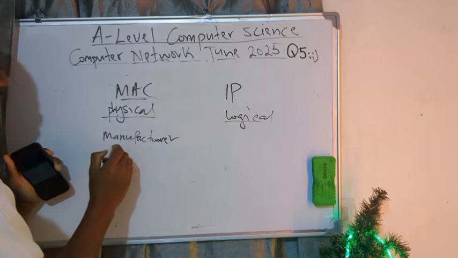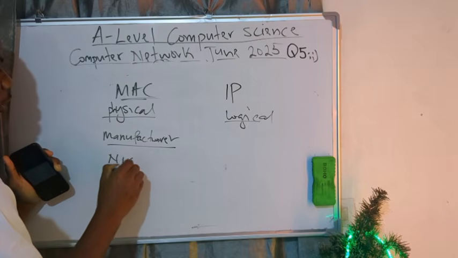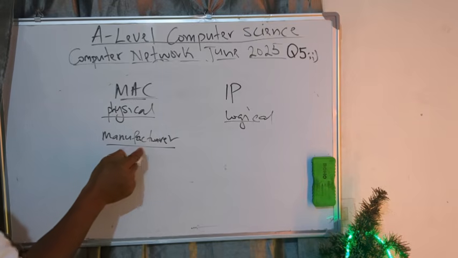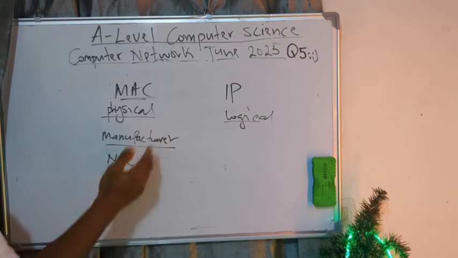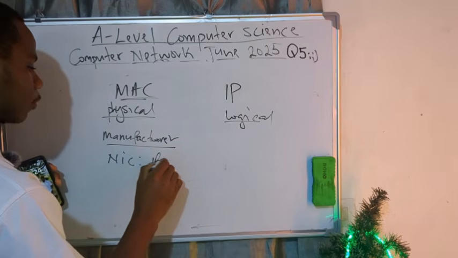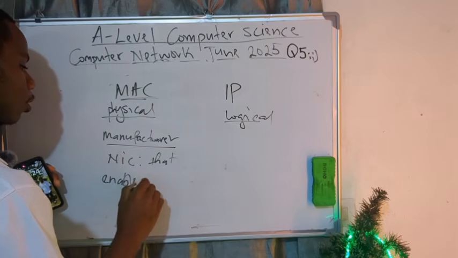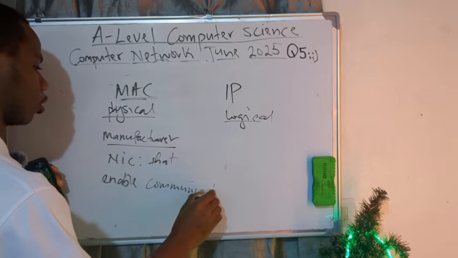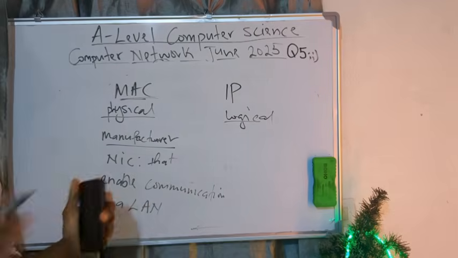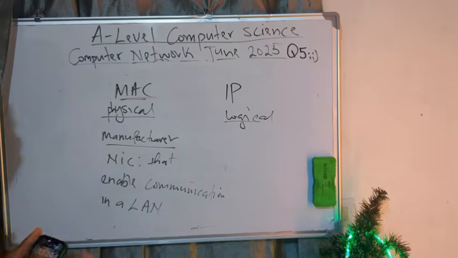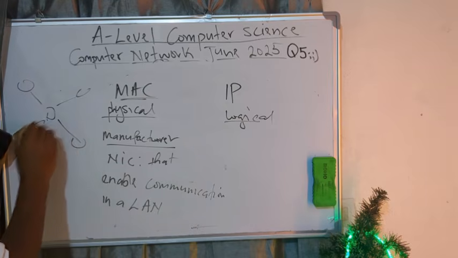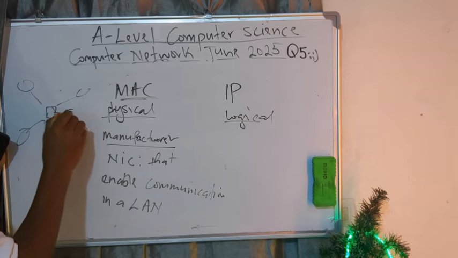The physical address is assigned by the manufacturer and it is integrated in the network interface card. So a MAC address is a physical address assigned by the manufacturer, integrated into a network interface card, that enables communication in a local area network. Let me just say it like that to simplify things, even though there are so many things behind that. But just know that generally when you are drawing your star topology like this, this central device here, when we have a switch here, what happens with the switch?